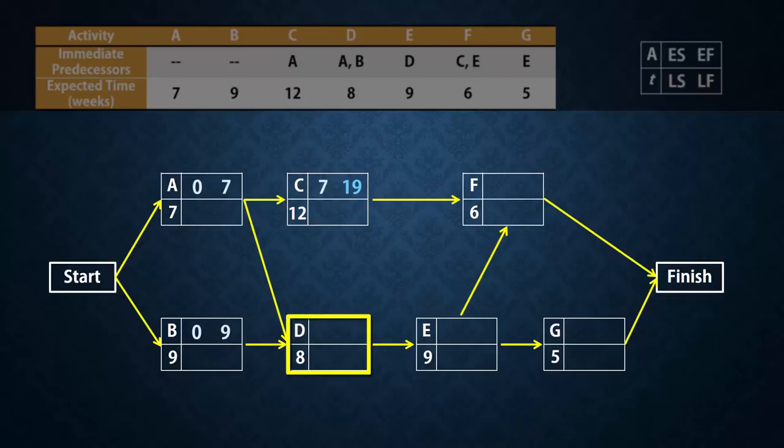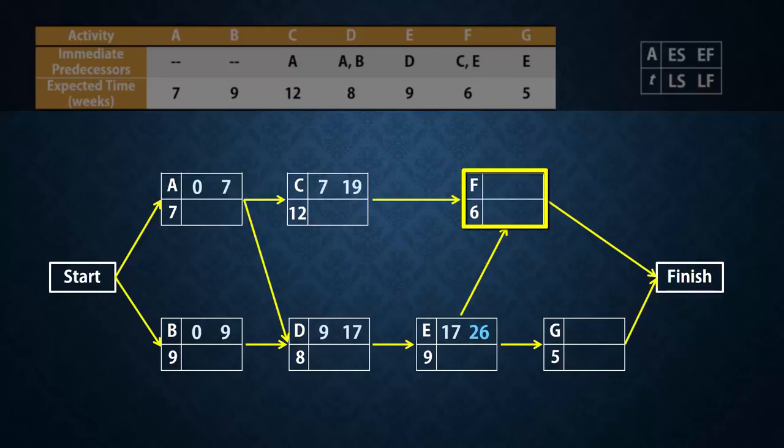Since the earliest finish times for A and B are 7 and 9 respectively, and D needs both of them to finish in order to start, then the earliest time D can start is 9. In other words, the highest of the earliest finish times preceding an activity will be the activity's earliest start time. So D finishes at 8 plus 9, which gives 17. E here has only one predecessor D, and so can start at 17 and finish earliest at 26.